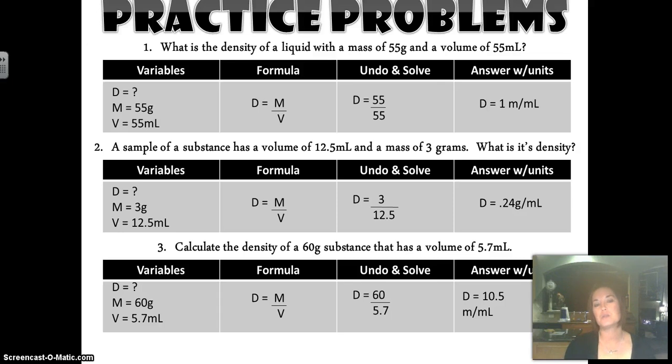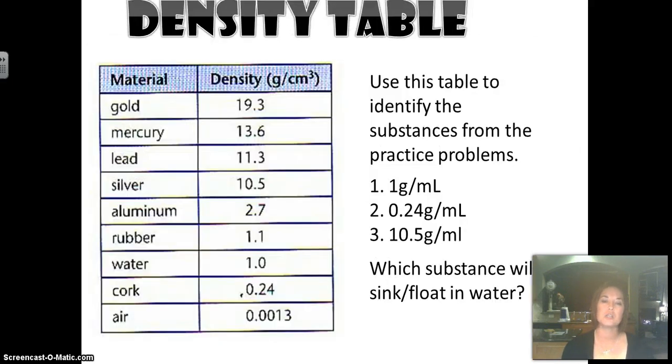Now that we've done these 3 sample problems, let's take this information and apply it to a density table. We're going to use this density table to identify those 3 substances. We don't know what they are, but we did calculate their density. Number 1 had a density of 1 gram per milliliter. So using my density table, I look for 1 gram per milliliter, but it says centimeters cubed up here. Remember, it doesn't matter because a milliliter is the same thing as a centimeter cubed. And so the substance for question number 1 was water.